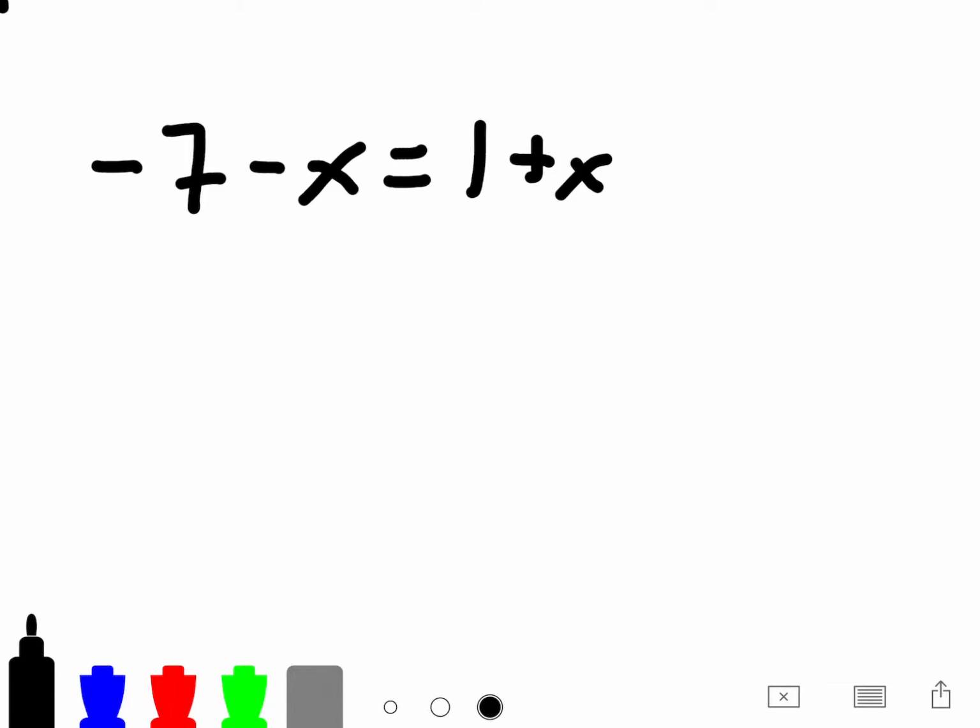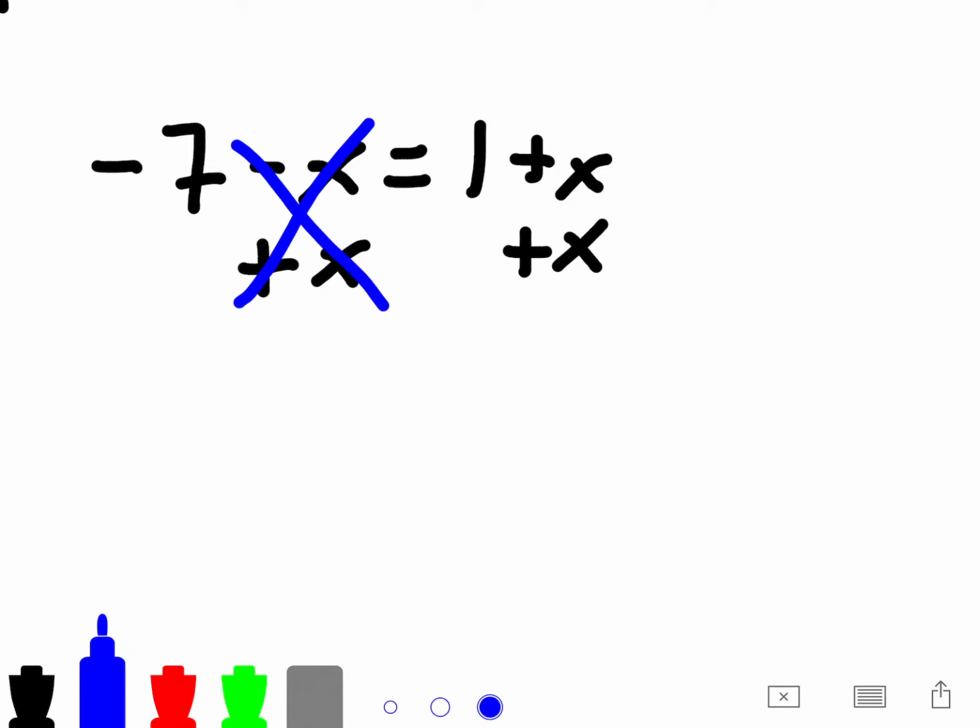So let's say I don't want to deal with any negatives. This time I'm going to add an x to both sides, so that I don't have any more x's on this side, because the opposite of a minus x is a plus x. So I have no more x's over there. I've done it to both sides. I still have my minus 7, and that's going to equal 1, which hasn't changed. But now x plus x is 2x.